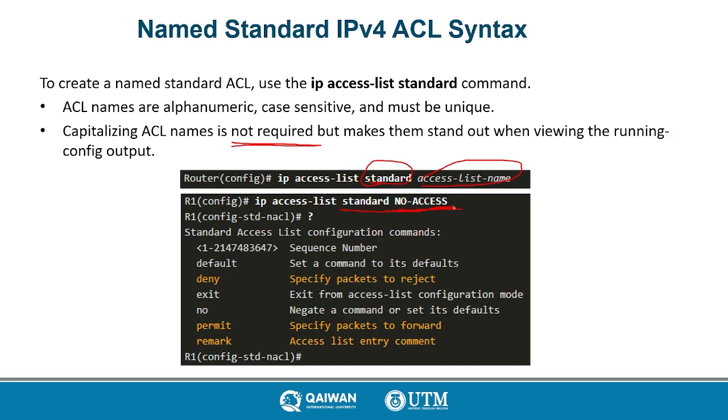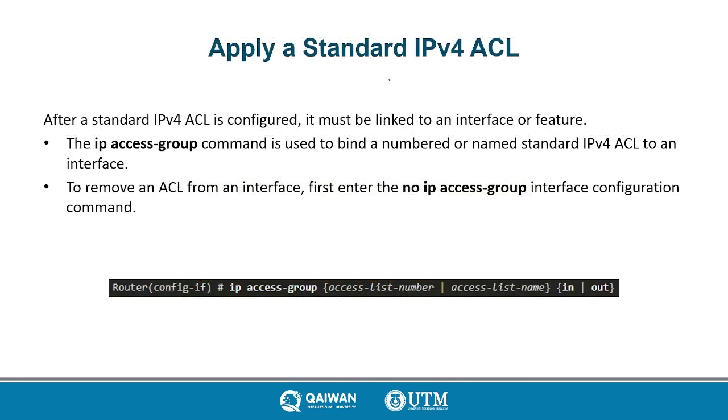So it's easier for you to see if you capitalize when you write show running-config in privileged mode. So in order to create the named standard IPv4 access list, you will use ip access-list standard and then the name that you want to apply. After the standard IPv4 access list is configured, it must be linked to an interface or a feature.